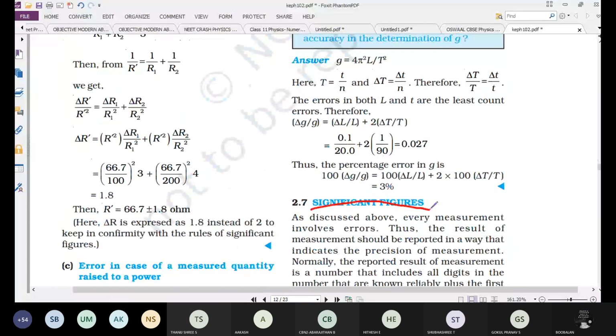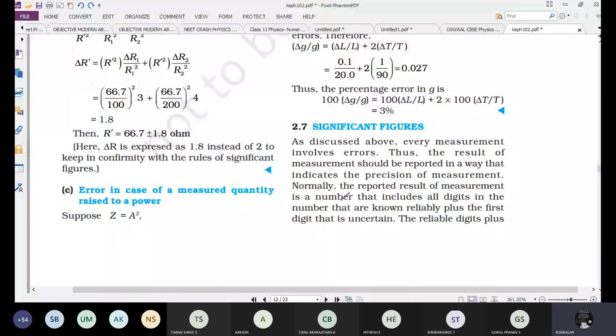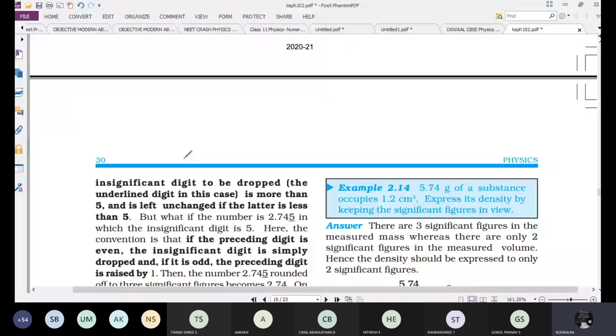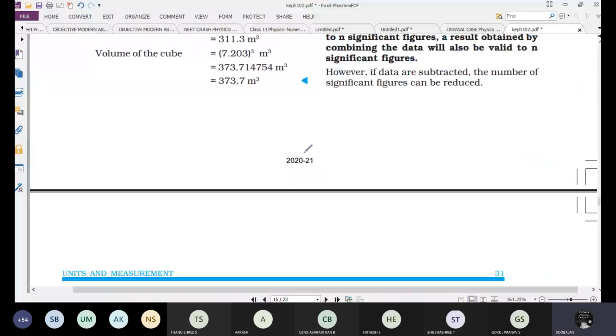Significant figures, round up. Already we completed dimension analysis, but one more time I will explain for the new students. Okay, thank you so much.